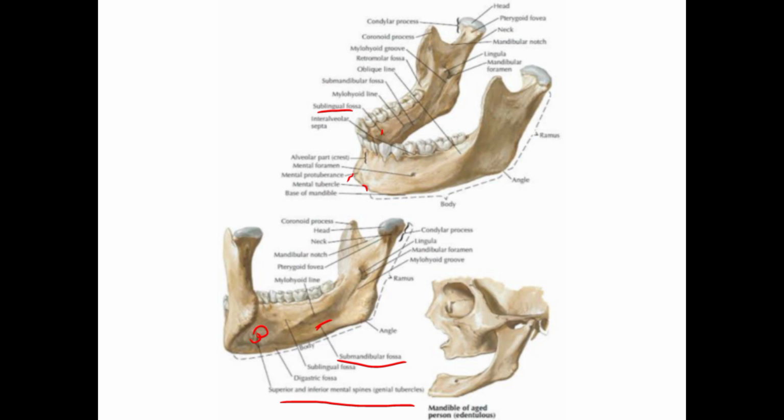Basically here are also some muscle attachments, if you want to know them. You know that there is the condylar process, then the coronoid process, then the retromolar fossa is also present here. Then the interalveolar septa are also present. Then you have the lingula also here. The lingula is very important for the lingual nerve.